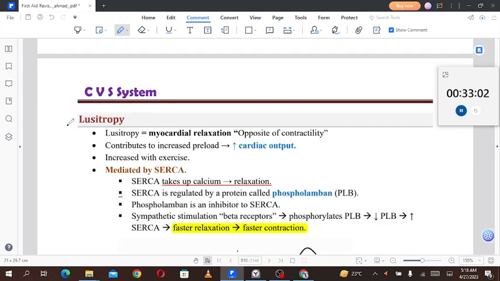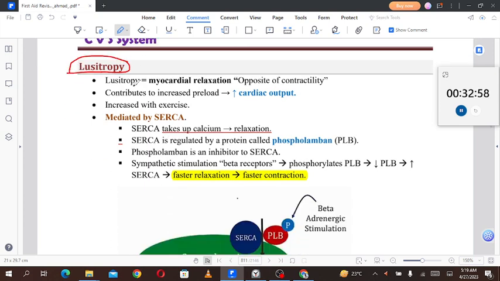Moving to the lucitropy. Now it is the third time I'm talking about this one. Now it is no more ignored. Lucitropy is a myocardial relaxation. It is opposite to the contractility. Contributes to the increased preload, that is increased cardiac output. Increases with exercise. Mediated by the SERCA.